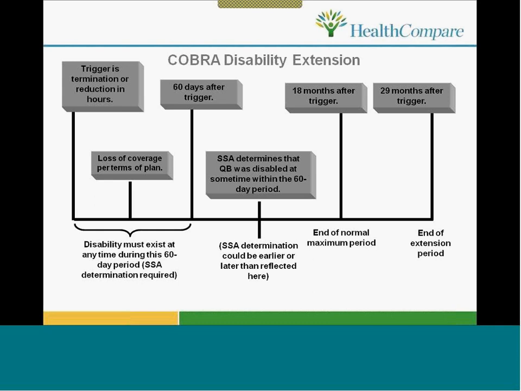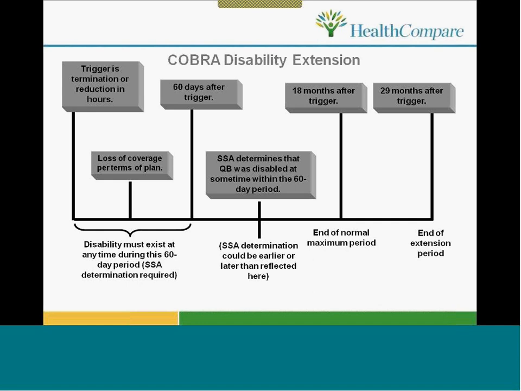In order for me to be eligible for this, I first have to receive an award from the Social Security Administration indicating that I am disabled. The award will say they consider me disabled as of a particular date. That date has to be within the first 60 days of COBRA or prior to COBRA beginning.